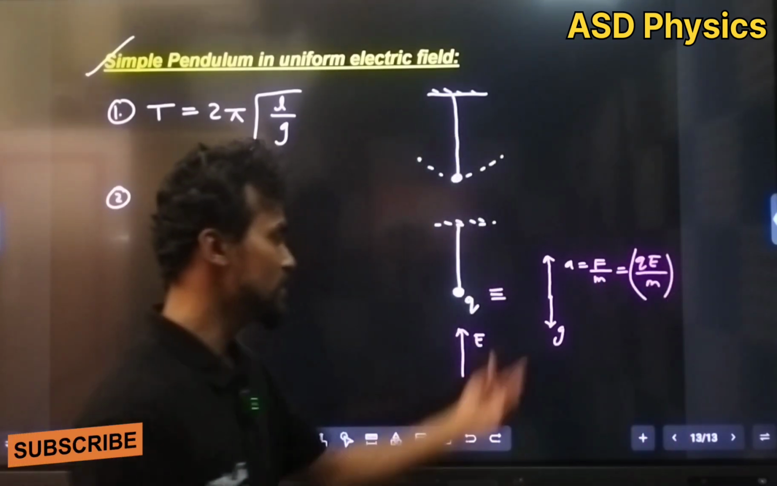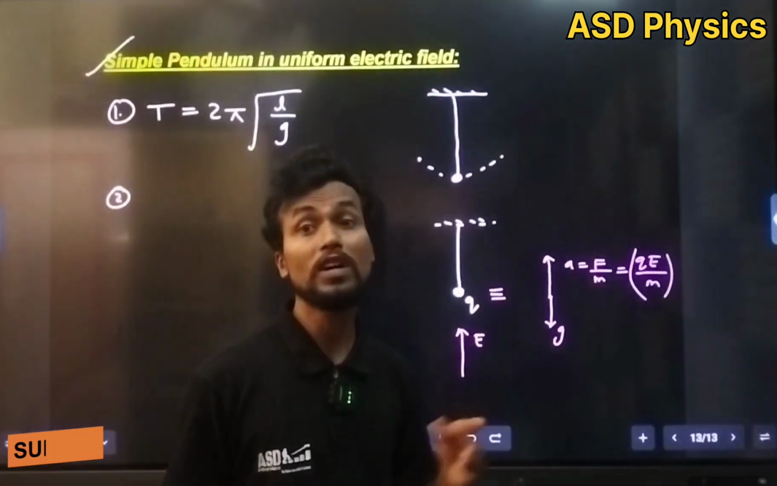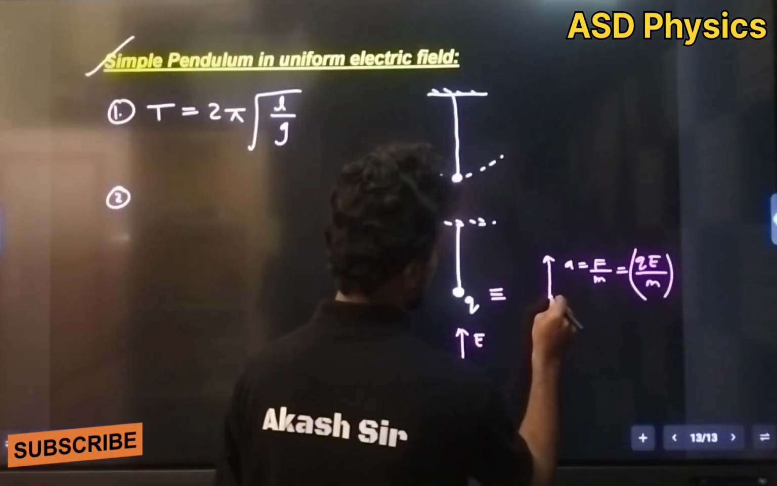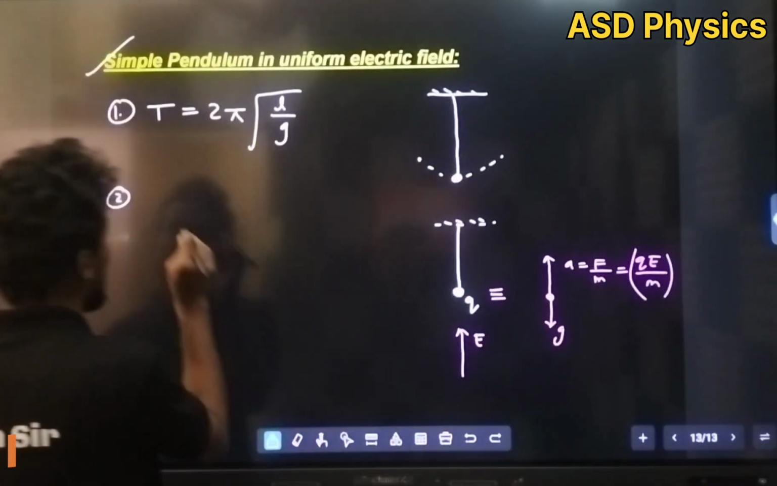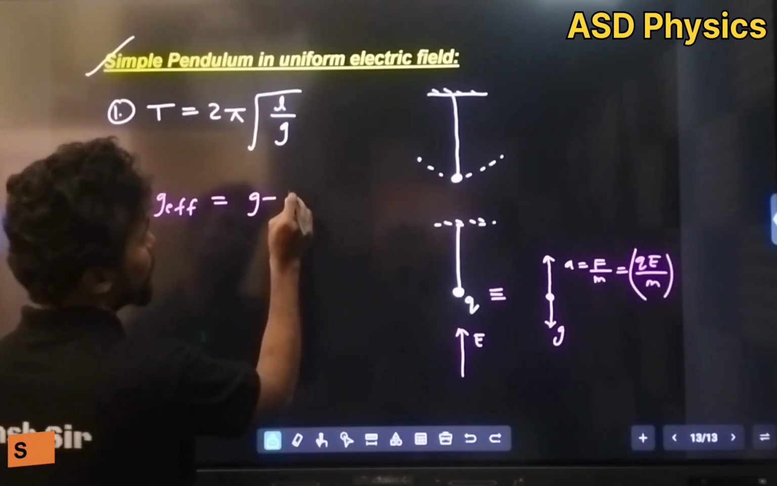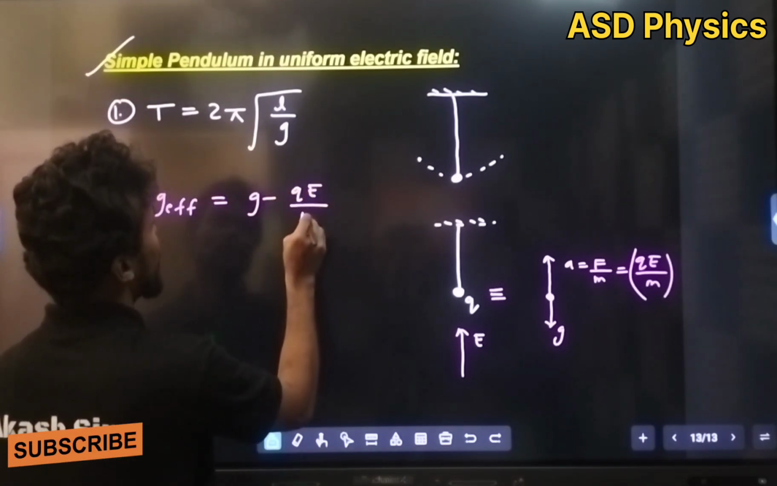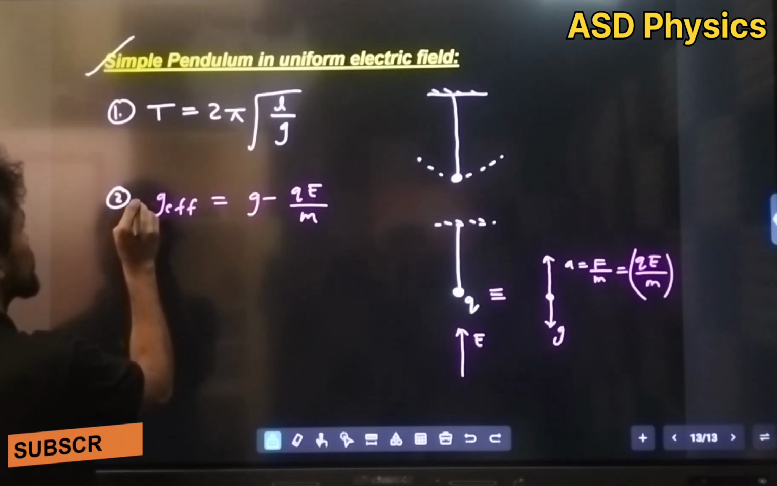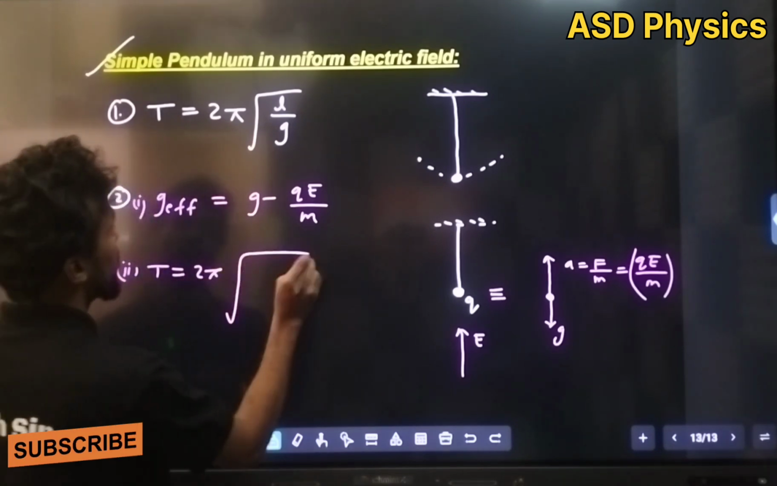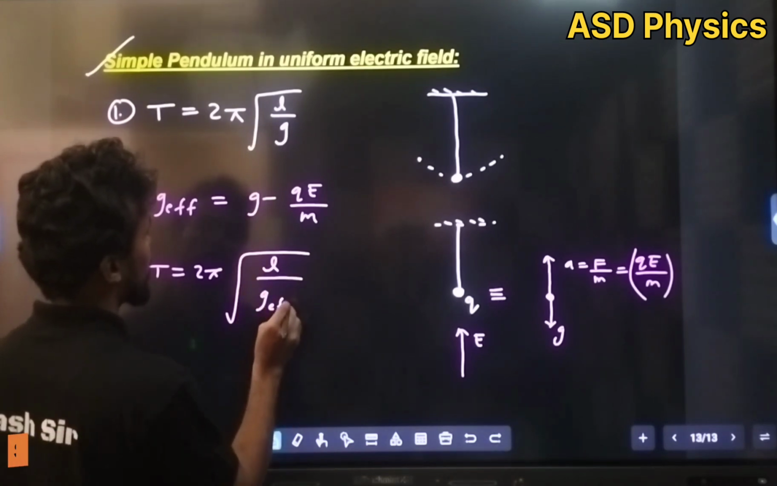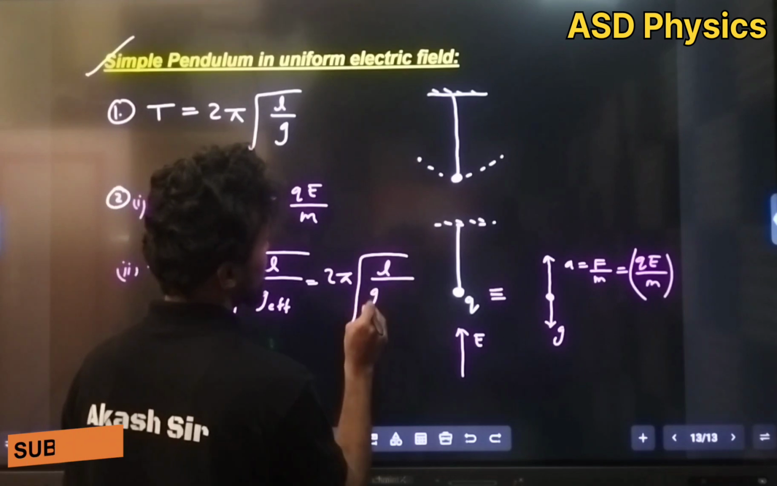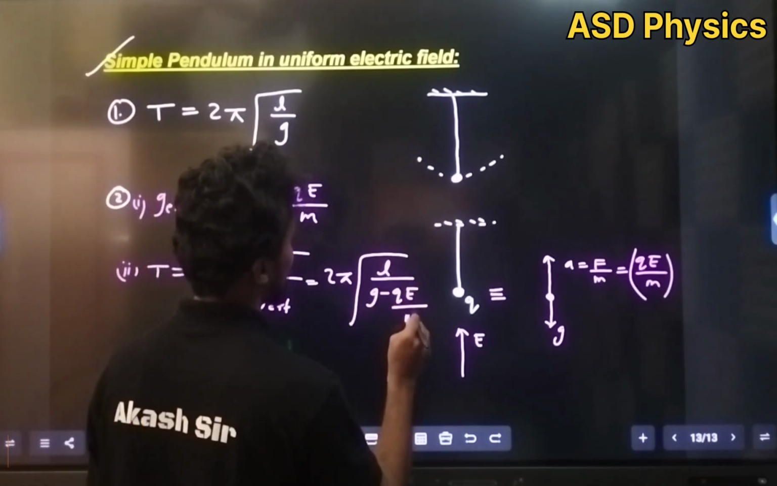Okay, so you can see very well, gravity is downward and acceleration due to the electrostatic force, how much? QE by m. In which direction? Opposite direction, is it? So here, this is called the g effective value. So g effective value will be how much here? g minus QE by m. Okay, and which formula will we use here? We will use this formula: T equal to 2 pi root L by g effective. And how will it come here? L by, it will come here, g minus QE by m.